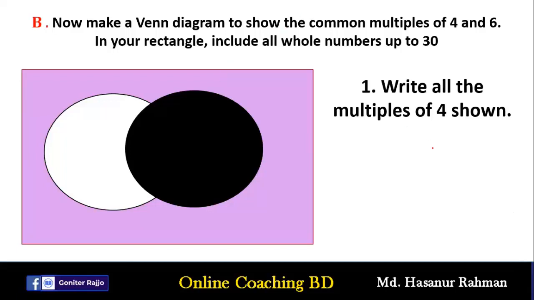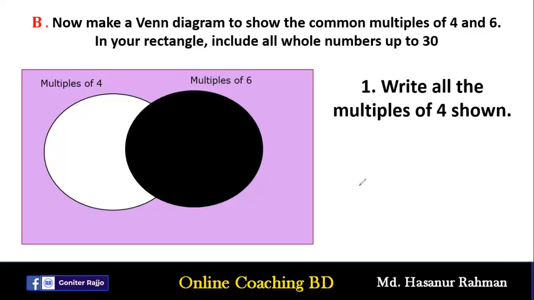Okay, fine. So we will solve the question, and by solving this question, we can find out the multiples of 4 and multiples of 6, and we'll put these in the Venn diagram. At first, the question says write all the multiples of 4 shown. So at first, you have to find out the multiples of 4.